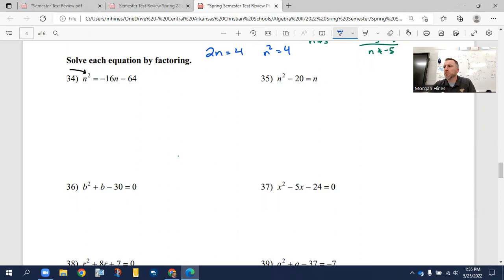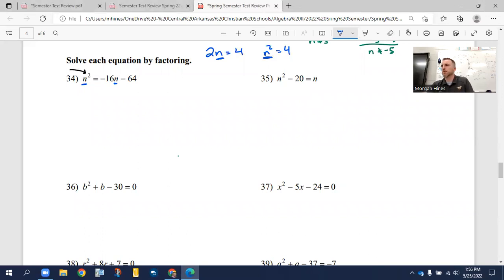But if you have both an n squared and an n, like we do here, you can't just take the square root of both sides, for example. You need a new method. Like on number 34, if we square root both sides, we end up with n equals the square root of negative 16n minus 64, which is a little difficult to deal with.